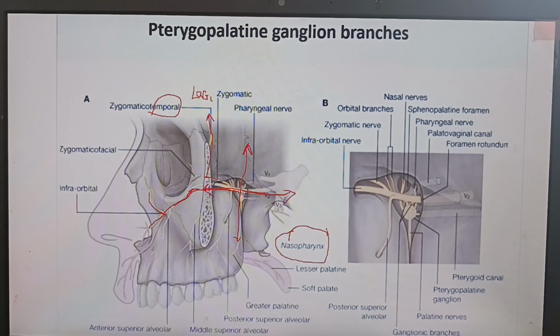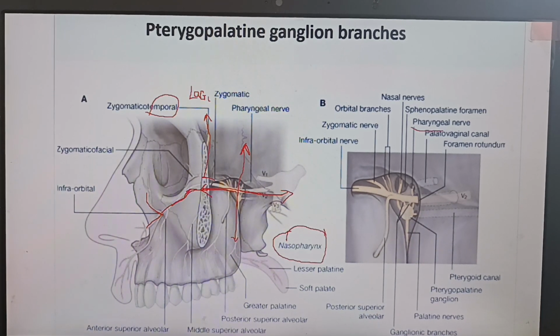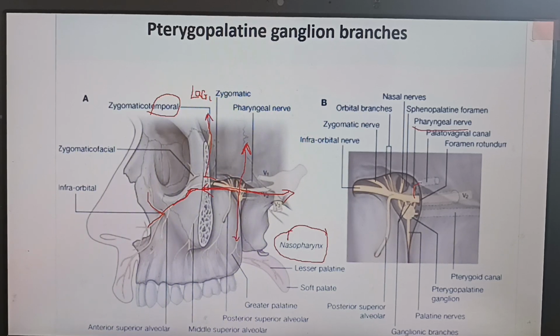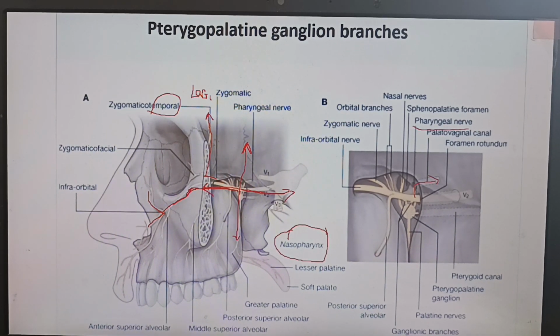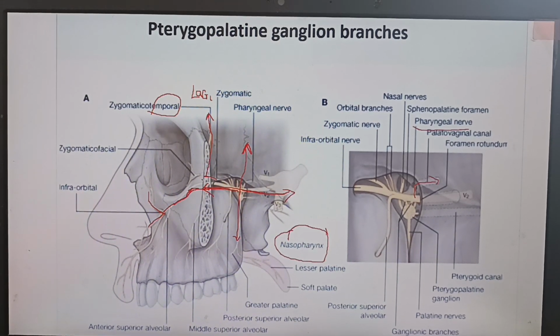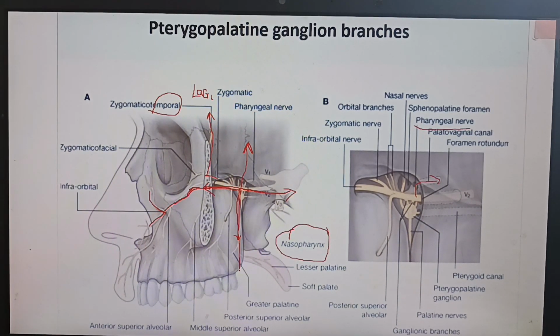As you can see, if you go to the right, you can see the pharyngeal nerve here. Can you see it going backwards? Through the palatovaginal canal, it goes backwards. So the branch which goes backward is to the pharynx, so we can call it a pharyngeal branch. What is the branch going downwards? Here, can you see the branch going downwards is obviously going to reach the palate.